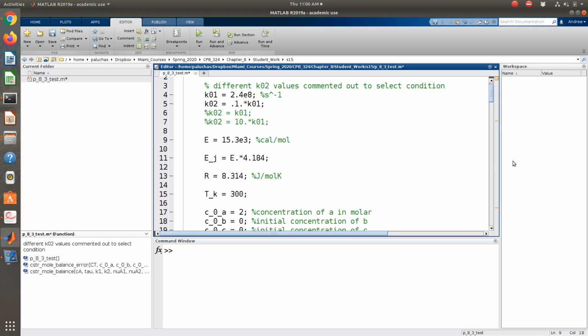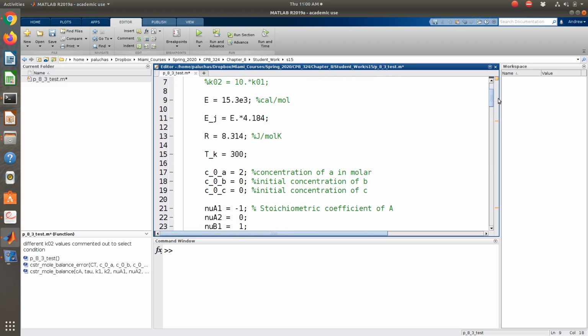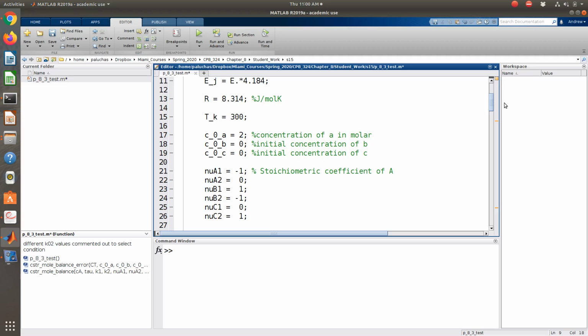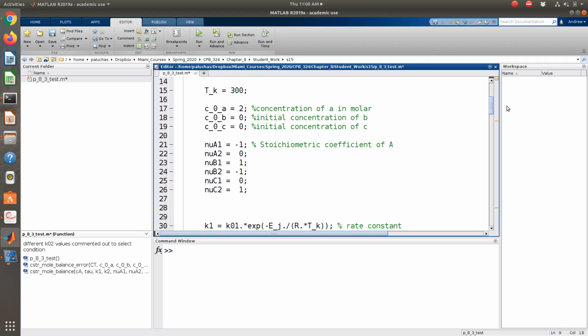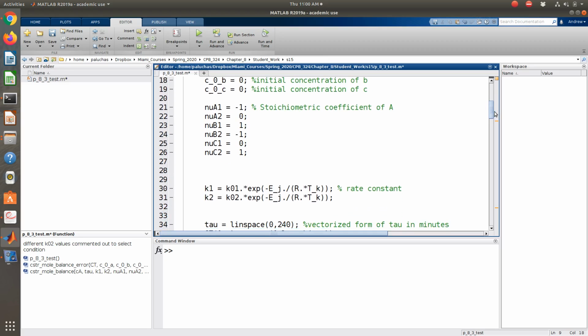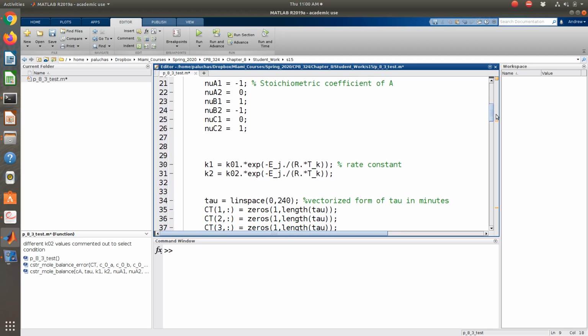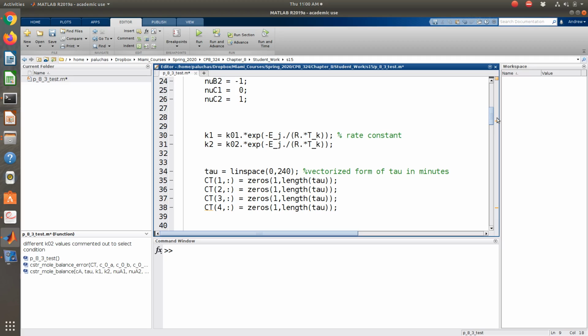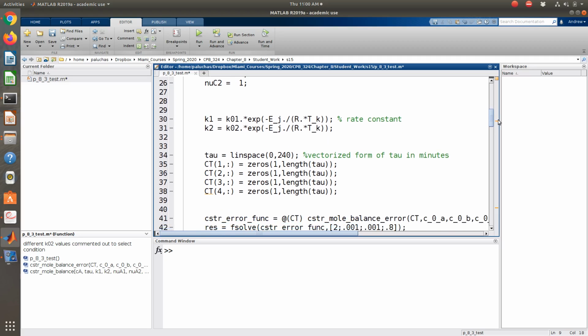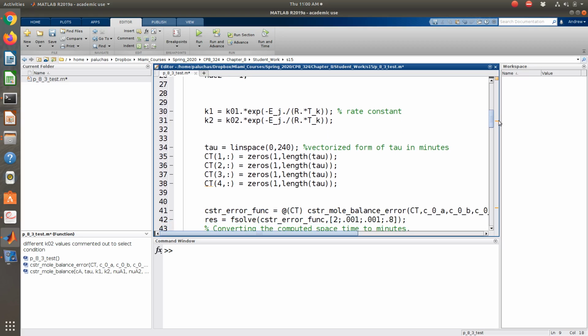There's R and T. Initial concentration of A, B, and C. That's good. Stoichiometric coefficients. So here we have A goes to B in reaction 1. B goes to C in reaction 2. So this is my series case, which would be good to note and say in the documentation up top. You go ahead and you calculate your rate expressions. That's good. Create a vector of tau values.